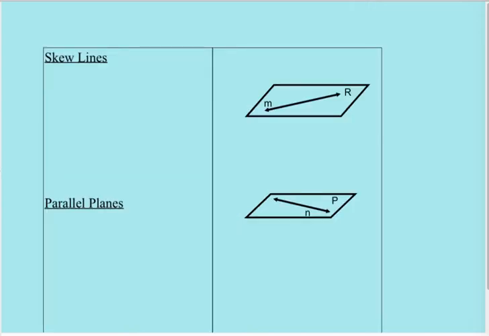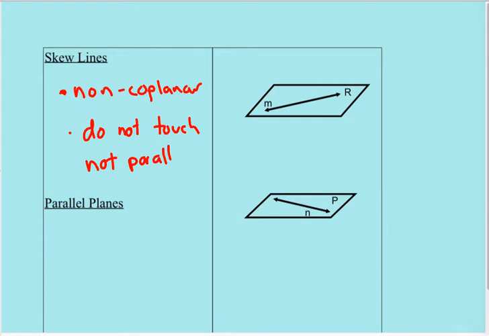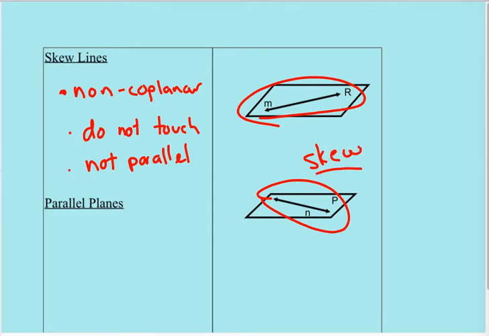Skew lines look kind of like this situation. They are non-coplanar, so they're not going to be on the same plane. They do not touch, but they're not parallel. So line M and line N are skew.